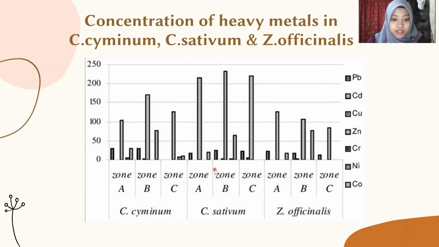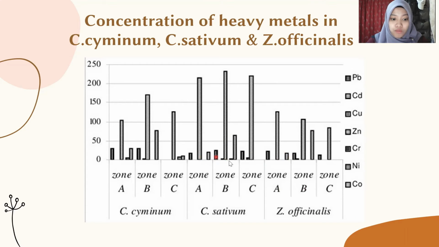As you can see here, there is presence of the Pb metal in these three different zones, where the concentration for the C. saninum is from 0 to 28.92 microgram per gram. Meanwhile, for the C. sativum it is 17.85 to 24.32 microgram per gram, whereas for the Z. officinalis, the concentration of the Pb metal detected in these three different zones is 13.13 to 22.63 microgram per gram.